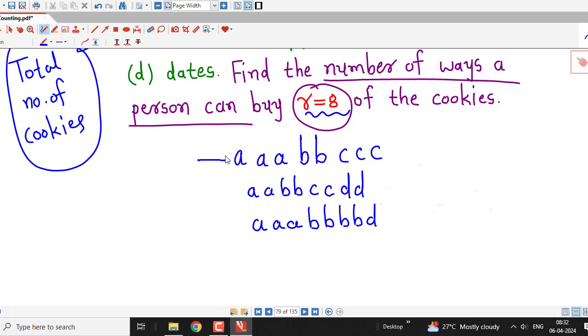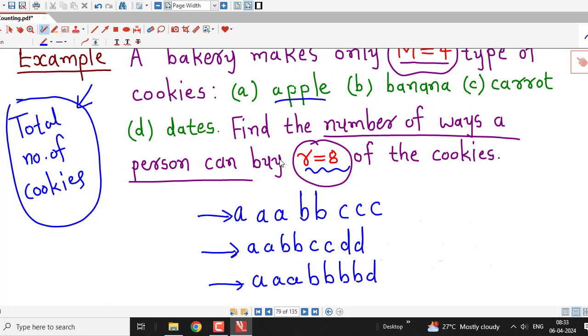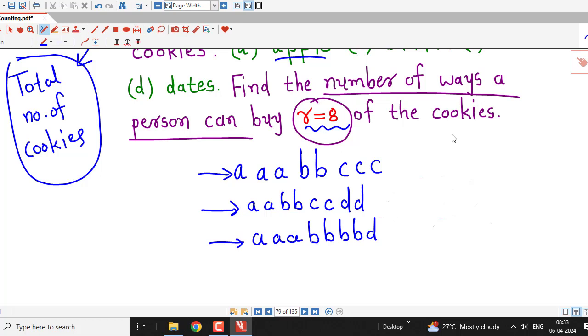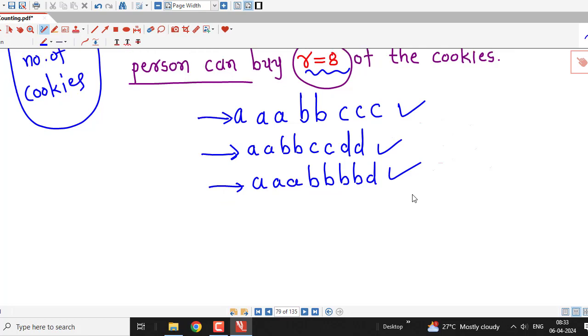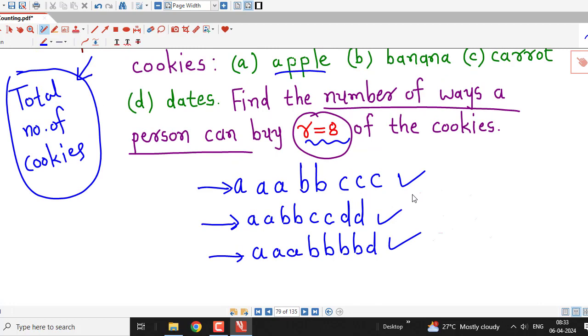So we have to count the total number of ways of this type. A person can buy 8 of the cookies in how many ways? That is our problem for this example, that what are the different ways a person can buy 8 cookies of this type, and I have written these 3 possible selections, and I have to count the total number of selections of these 4 types of cookies, and total number of cookies we have to select are 8. So how to count the exact number of ways a person can buy 8 of the cookies?